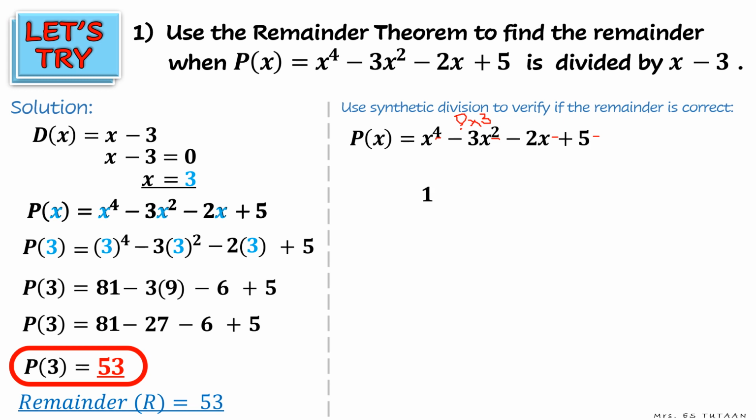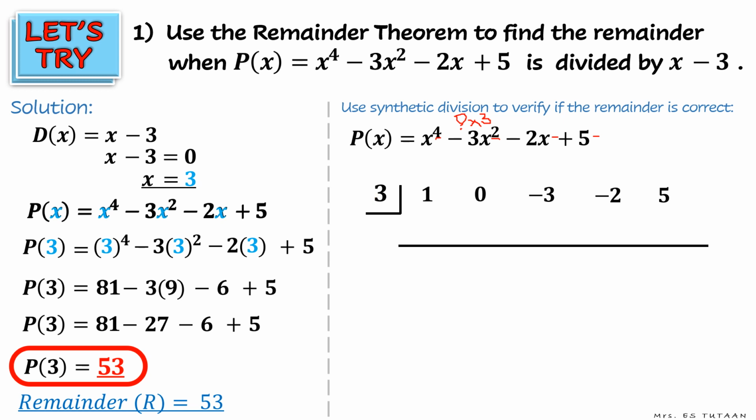So, ibig sabihin, magdadagdag tayo ng isang term. So, ikunin na natin yung mga numerical coefficient ng bawat term. So, ang first term natin, ang numerical coefficient ay 1. Tapos, yung nawawalang term ay 0. And then, negative 3, negative 2, and then 5. Okay? So, gagamitin natin yung value ng ating x, which is positive 3, dyan sa ating synthetic division.